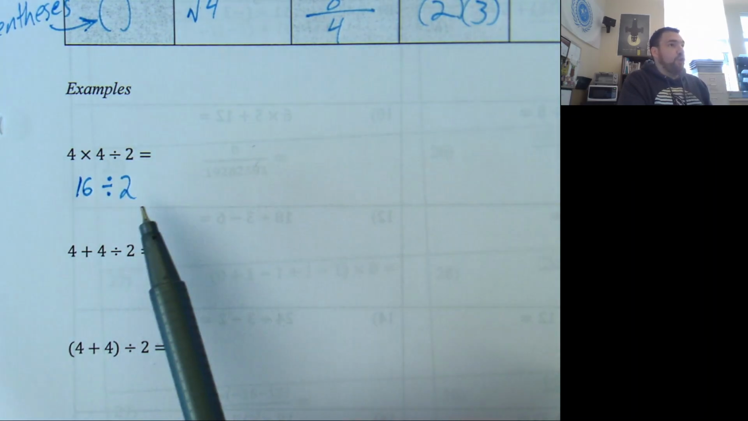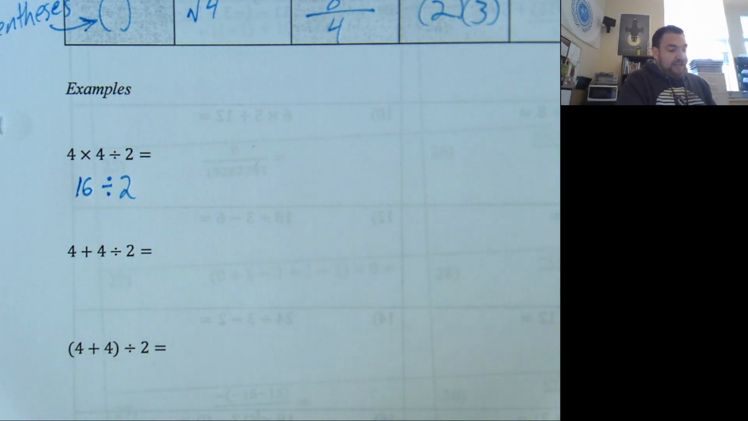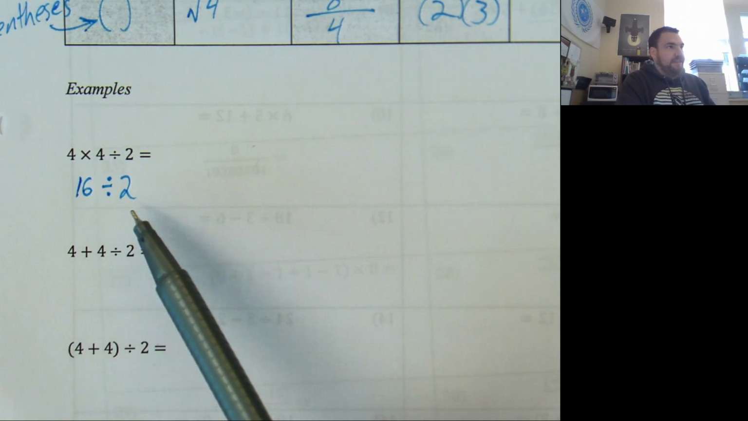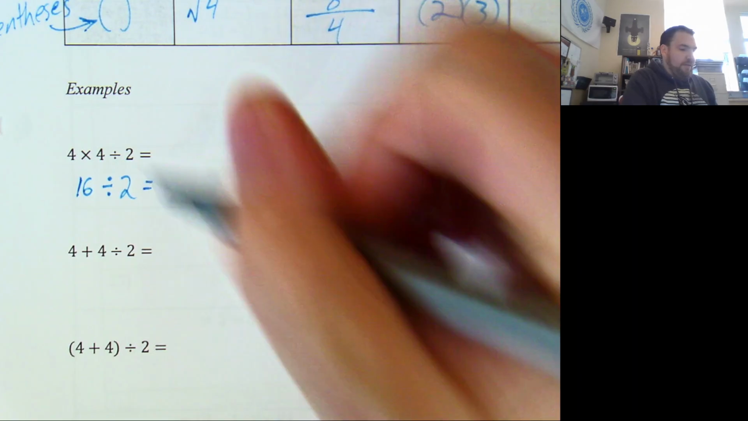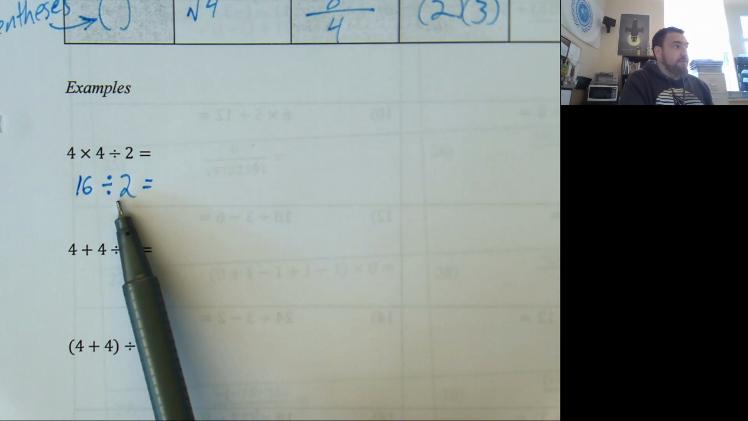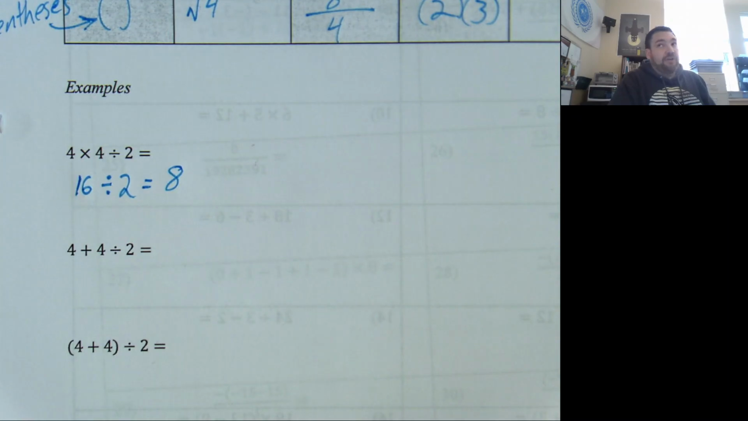I want you to show me your work. I do not want you to do things in your head, because all I have to do is make the numbers slightly more complicated, and all of a sudden you can't do it in your head, and if you haven't practiced a method, you're going to get stuck. So 4 times 4 is 16. 16 divided by 2 is 8. I heard from the back. And you're done.